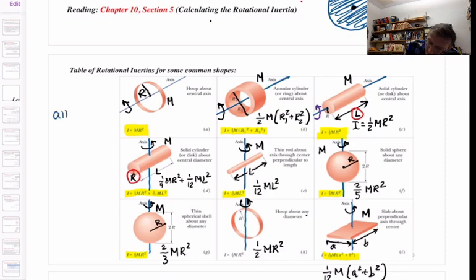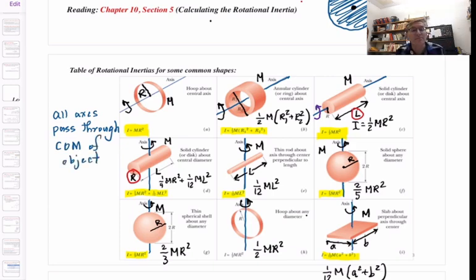All axes pass through the COM of the object. That's important to note. They might go through the center of mass and then go along a length or perpendicular to it, but they still go through the center of mass.